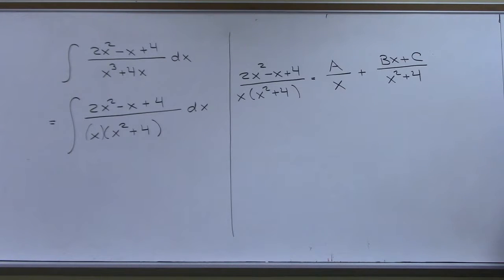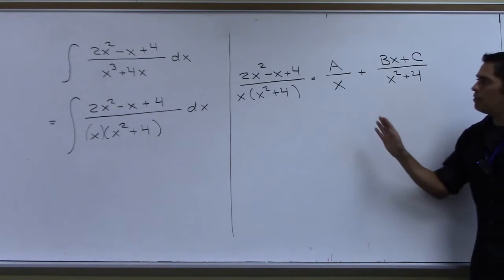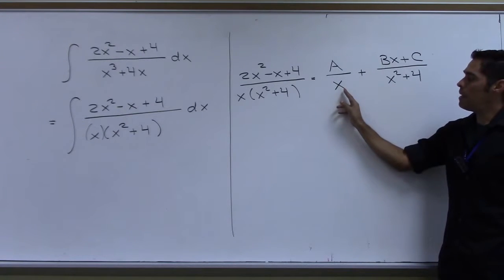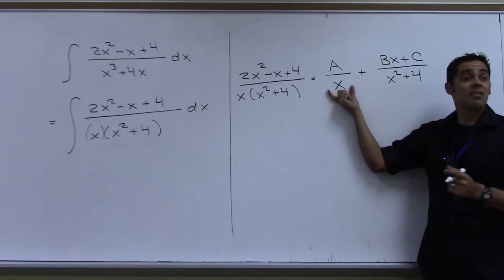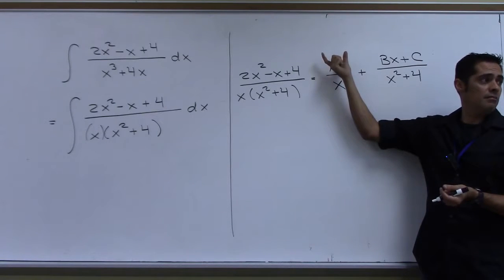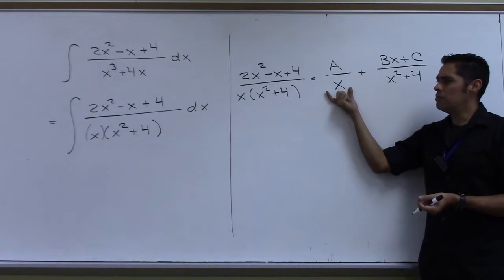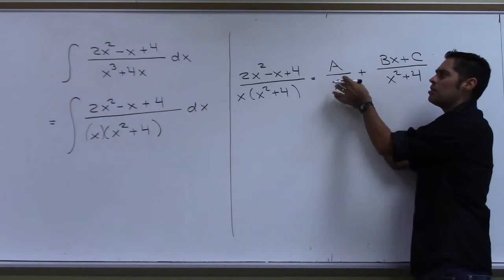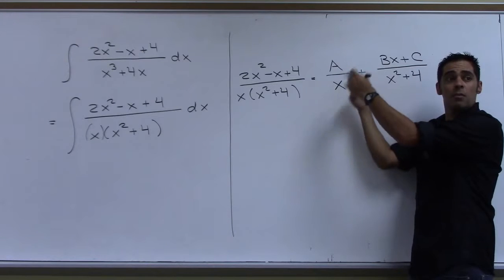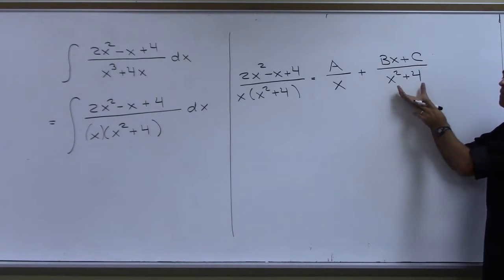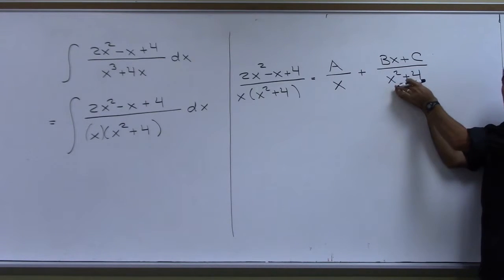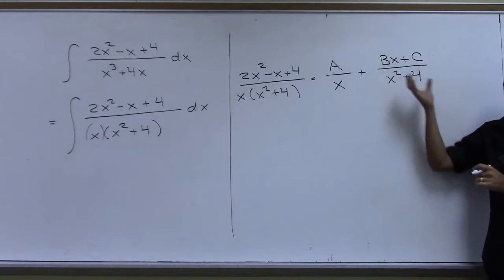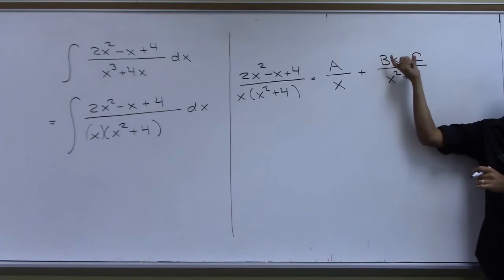So think about why we would do this. The reason is that for the linear factor, the bottom is linear and the top is a constant. What's the derivative of a linear function? A constant. So if this somehow becomes a u, the derivative of it is up there, and we can handle it with natural log. This, though, if the bottom is an irreducible quadratic, what is its derivative? It's linear. So we want the top to be linear so we can call the bottom u and do the same sort of thing.